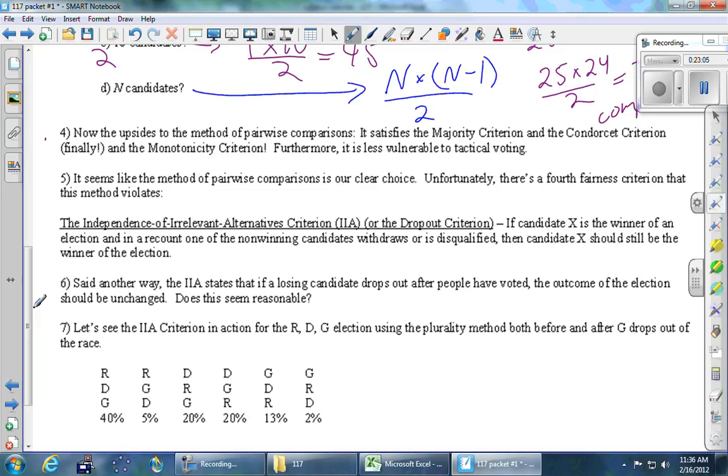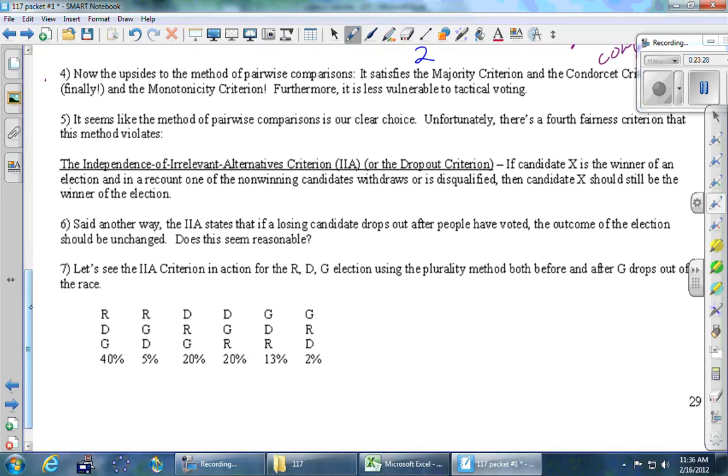If we are going to do this election, you would have 25 names in front of you, and you'd say, I think she's the best, he's second best, she's third best, she's fourth, he's fifth. You'd have to rank everybody. Okay, we'll go to five. It seems like a method of paired comparison. Very short. Fortunately, there's a fourth fairness criterion that this method offers.